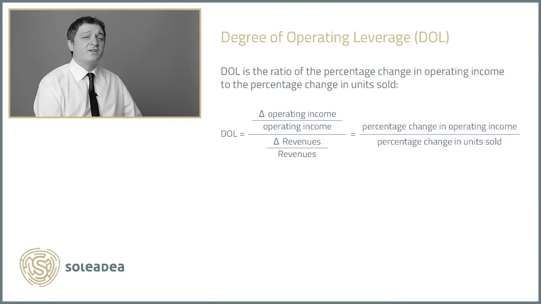What is important in the context of costs is elasticity. It is a measure of the sensitivity of changes in one item to changes in another. The degree of the operating leverage, or DOL for short, which is a measure of operating risk, is based on this concept. DOL is the ratio of the percentage change in operating income to the percentage change in units sold. This is reflected in this formula.